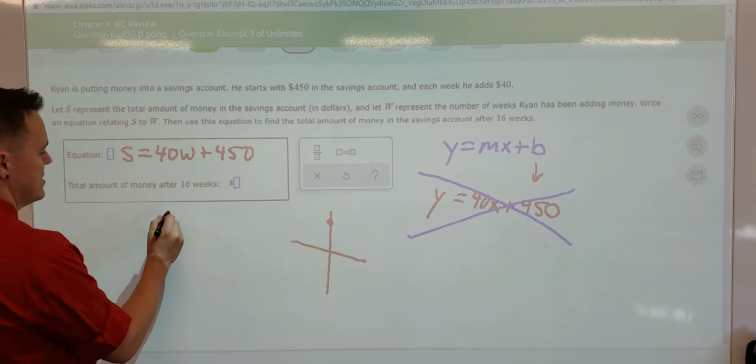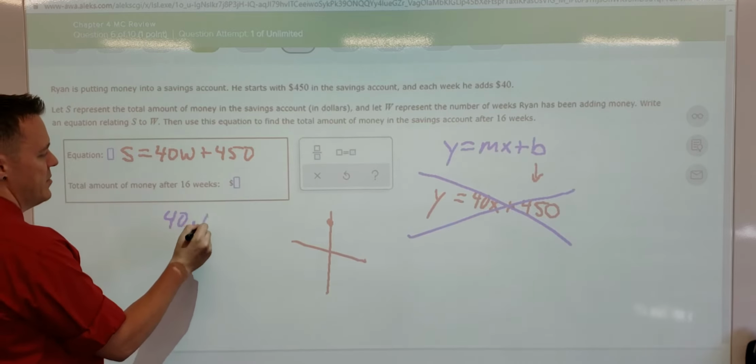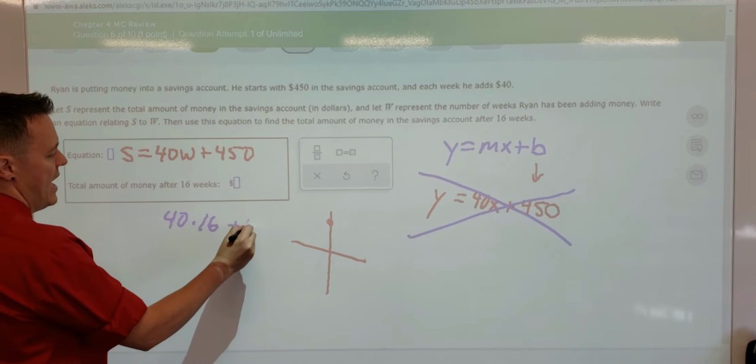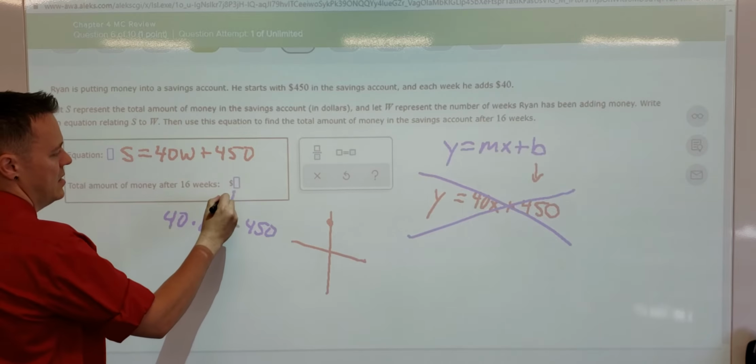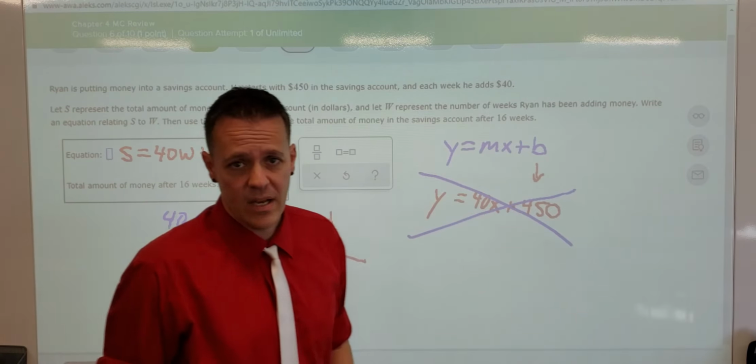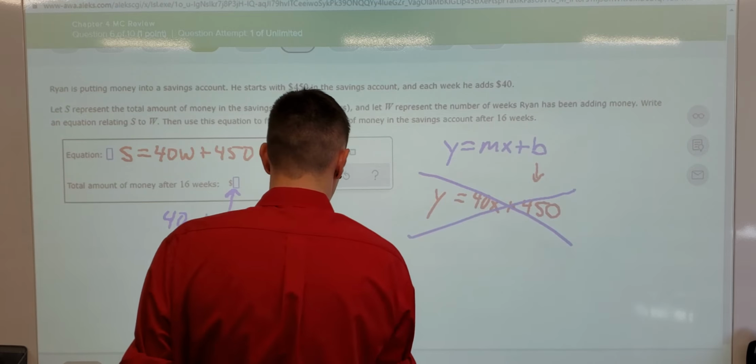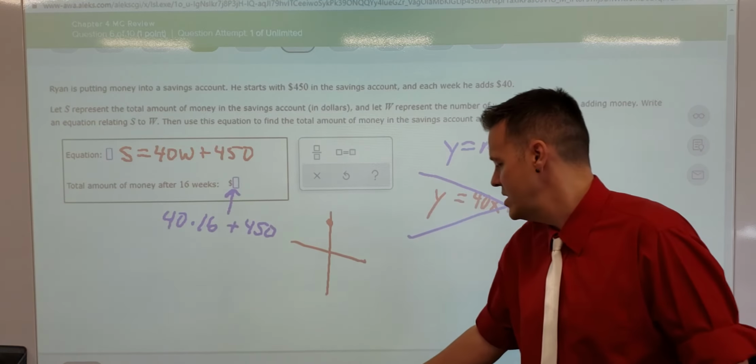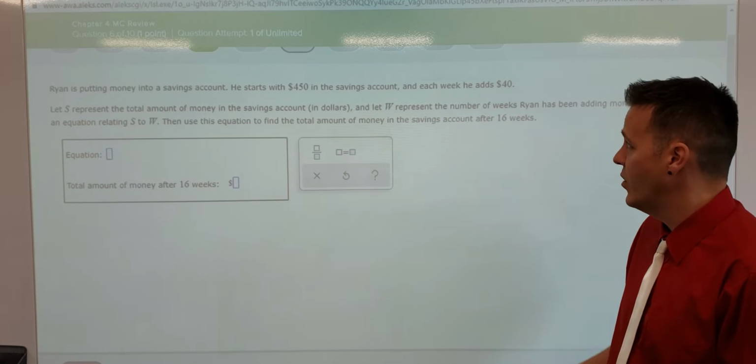Then what you would do, guys, is you would take 40, times it by 16, and then add 450 to get the number right there. I do it in the calculator, but I don't care. You guys will figure it out. Please make sure you at least get that aspect done, and you move forward.